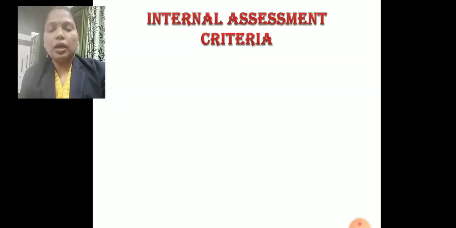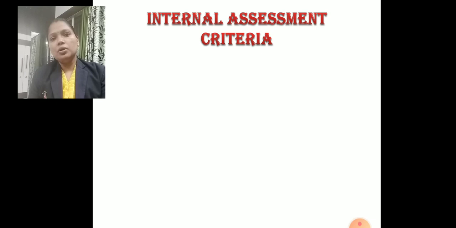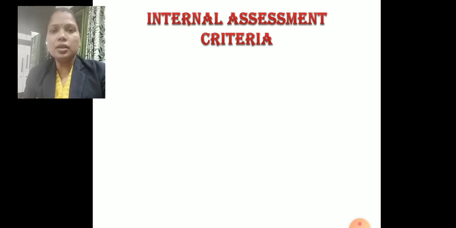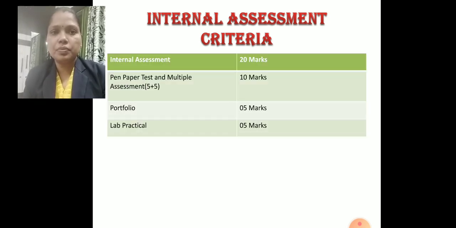Now I hope you have understood the paper pattern. Now let us move towards the internal assessment criteria. Everyone is aware of internal assessment, right? We have already studied it in 9th standard. What is the internal assessment mark? The internal assessment is of a total of 20 marks, and these 20 marks are in our hands. You should get 20 out of 20.